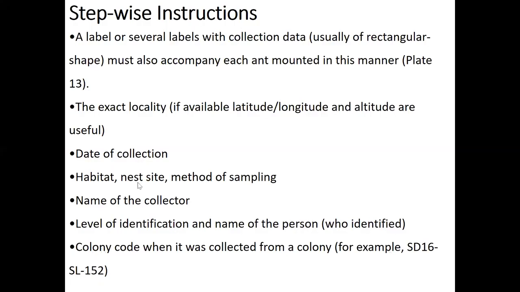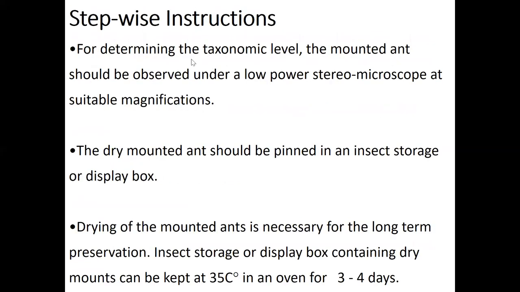So at least, if you are unable to write all, you must write the locality, date of collection. You must write the name of the collector and the name of the person who identified the ant. For determining the taxonomic level, the mounted ant should be kept under a low power microscope at suitable magnifications, and observe as much as possible its classification, taxonomic features.